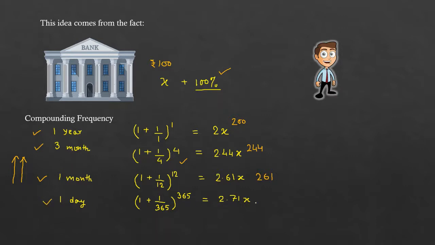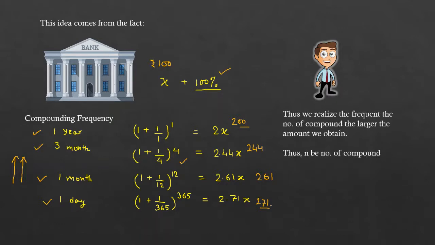It's around 2.71, that is 271 rupees. So it's quite a difference you can obtain here when it was compounded in 1 year and when it is compounded in a single day. So now you have observed and you have understood the fact that if we can compound the money at each and every instant, then the money will be much higher.